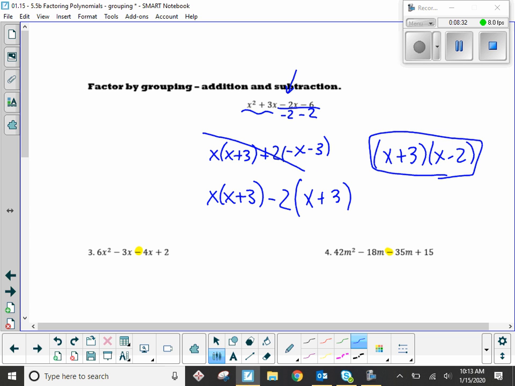Do 3 and 4 real fast, and then I'll give you your worksheet for the day. It's really short, so we'll still have time. I don't know how we got all this talking and all this work done.